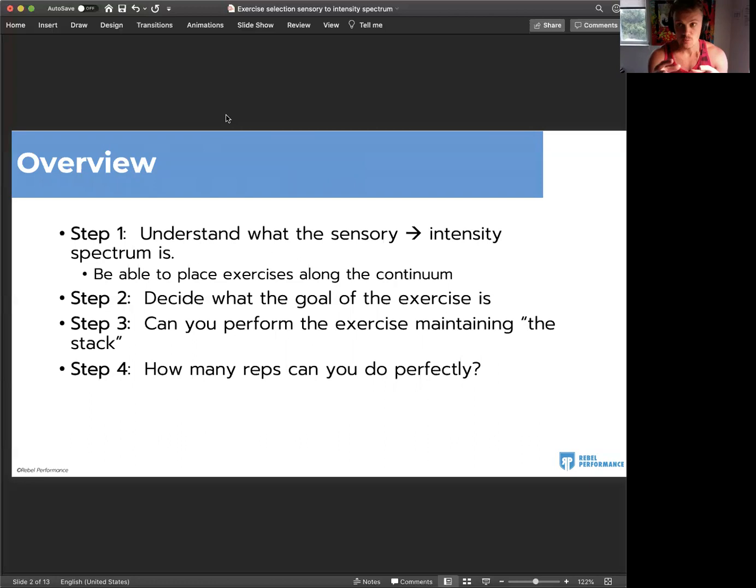And kind of tie this back to what I said at the very beginning of the talk. Exercise selection is a very broad umbrella. There's anatomy, biomechanics, lots of things going on. So the sensory intensity spectrum is just one way to think about managing exercise selection. It's one of the tools in the toolbox, but hopefully this gives you a nice overview of it.